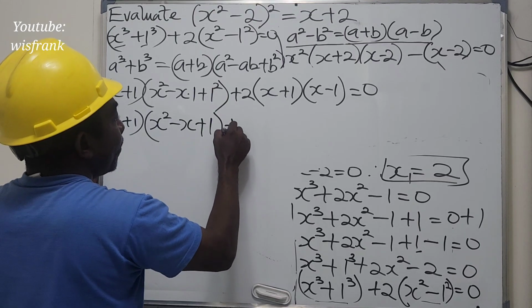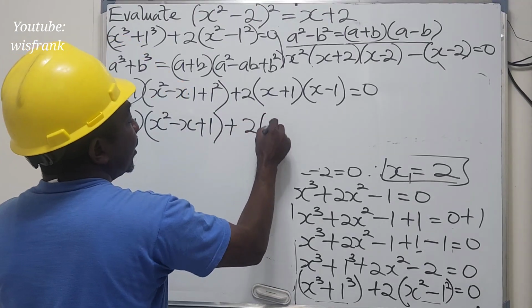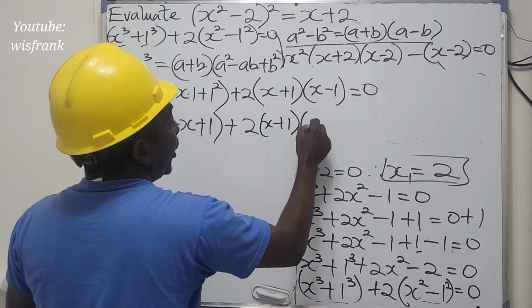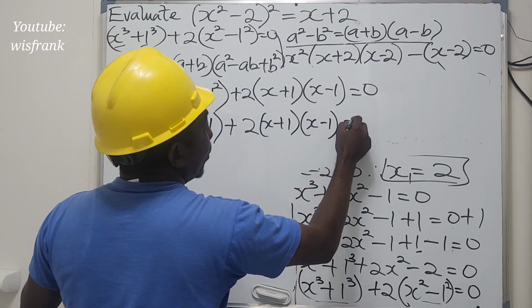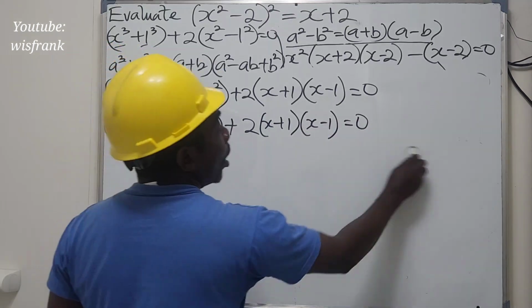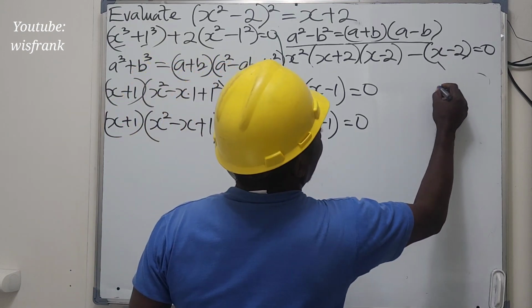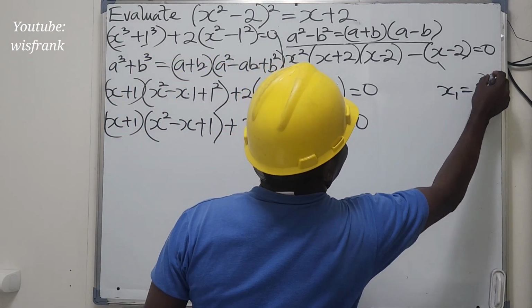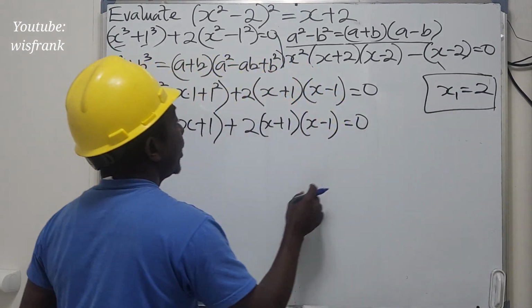So we have plus 2. This is the same thing as x plus 1 into x minus 1 equals to 0. So that is what we have. We recall that our x1 equals to 2. So that is the value of x1 that we have.